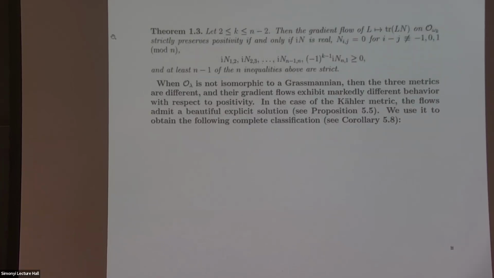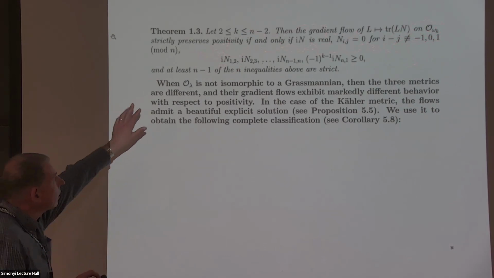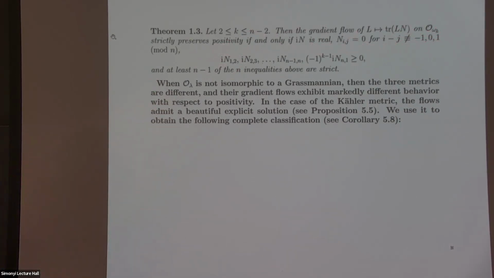So this is what you can show, for example. If I take the gradient flow of trace Ln on the Grassmannian, you can show that it strictly preserves total positivity if and only if Ln is real, N_ij is equal to 0 for i minus j not equal to -1, 0, or 1. So it's sort of tridiagonal, and at least n minus one of these inequalities are strict. So you can get a very precise characterization of when it preserves total positivity.